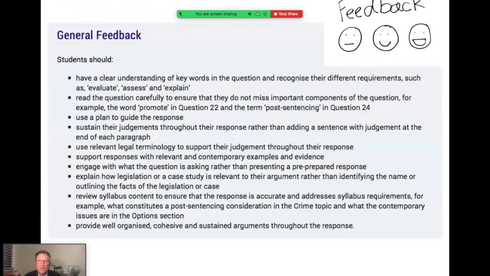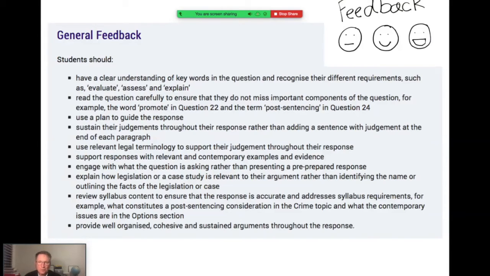If we're looking at feedback, it's very important to look at the feedback provided by NESA on the internet when we go to the syllabus documents and the feedback to the exams. So in the general feedback, it's saying that students should do all of these things if they want to be rewarded well in the marking criteria. Have a clear understanding of the key words in the question. Demonstrate that in your answer. Recognise their different requirements, such as the difference between evaluate, assess, and explain.